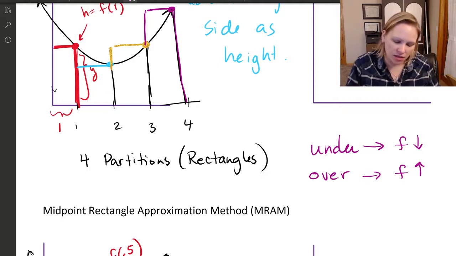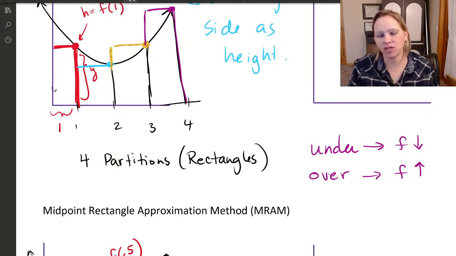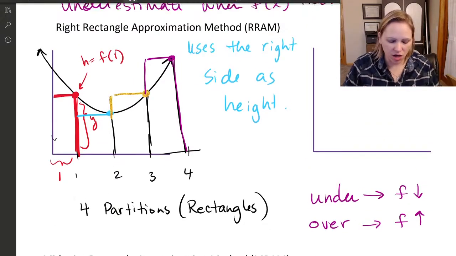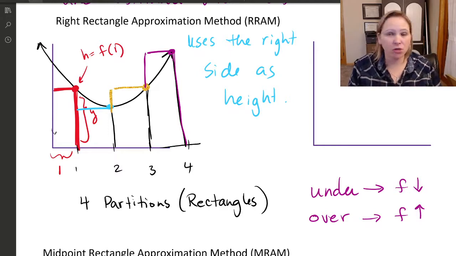So knowing how to draw this and say, well, my justification, I know it's an overestimate, but you have to say it's an overestimate. If you're using RRAM, the justification is it's an overestimate because the function is increasing. In the same way that when we justify a max or a min, we're looking for specific language. Same thing here. You need to use specific language and refer to the function being increasing or decreasing.